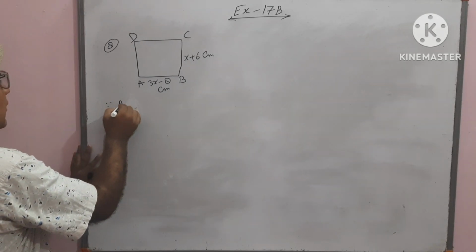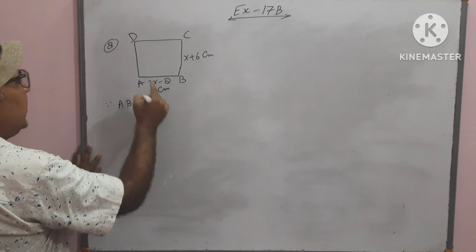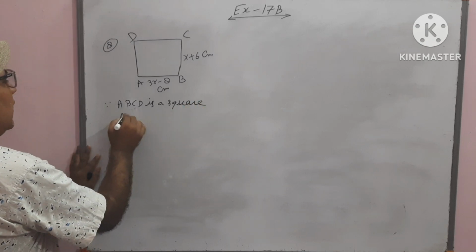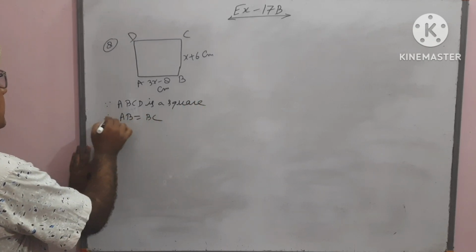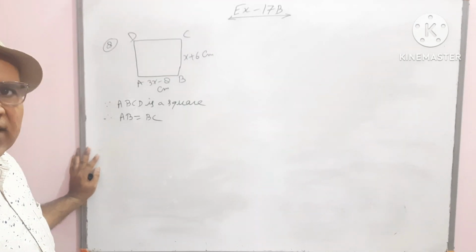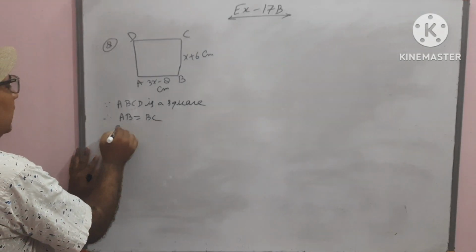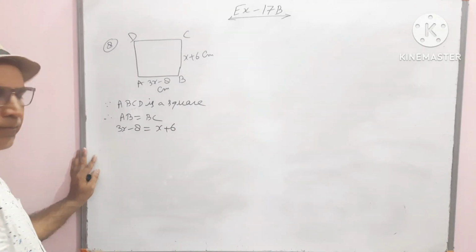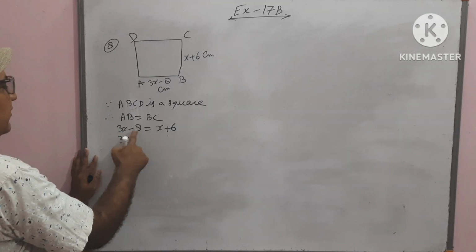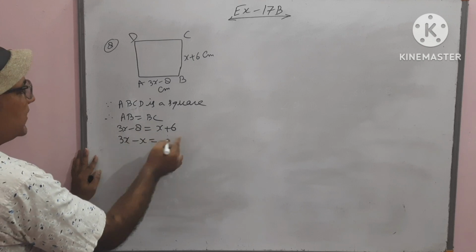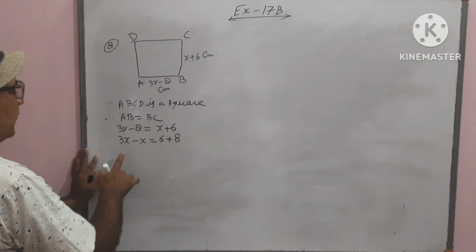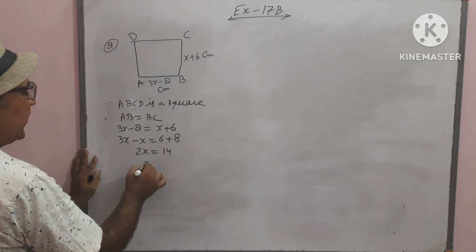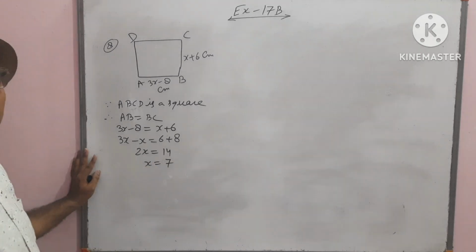We know that if ABCD is a square, then AB will be equal to BC, because in a square all the four sides are equal. That means 3x minus 8 will be equal to x plus 6. Now x will be transferred to the left hand side and minus 8 is transferred to the right hand side. So 3x minus x is 2x, 6 plus 8 is 14. That means x is equal to 7.